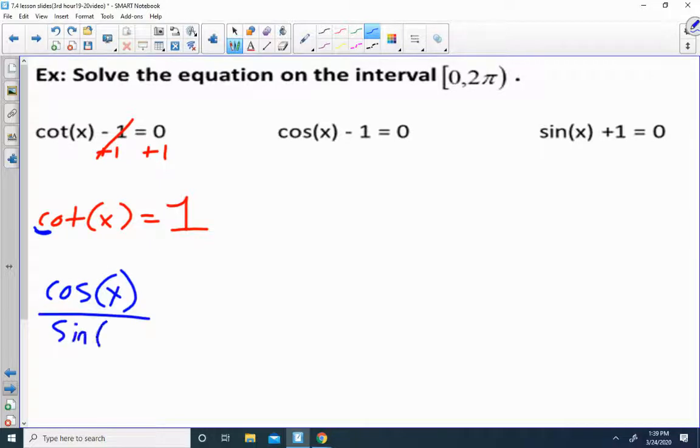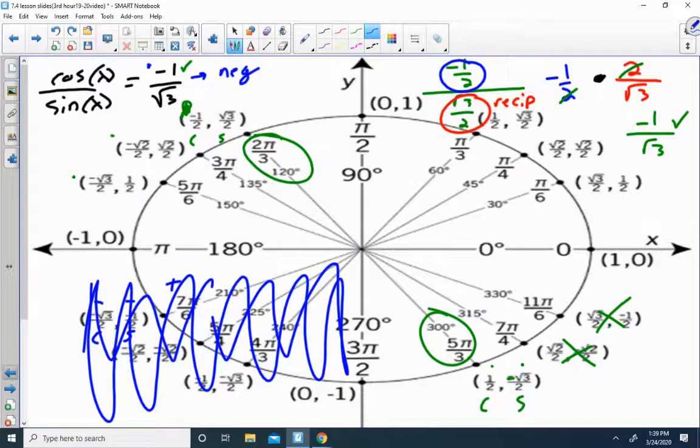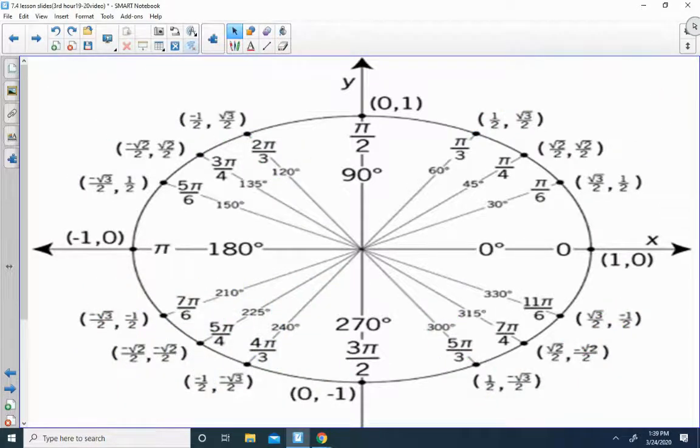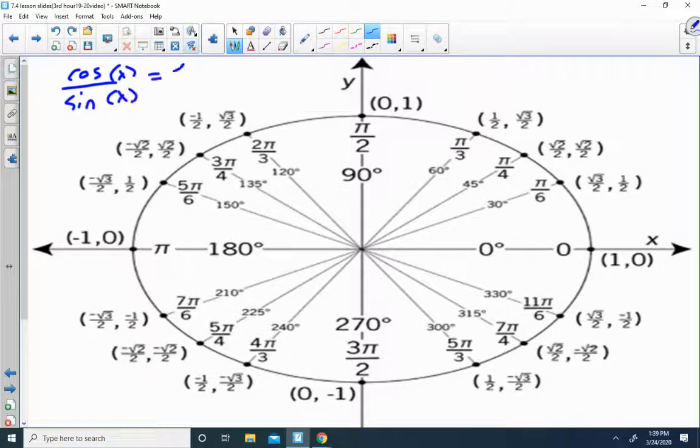So, in other words, we need to figure out if we do cosine divided by sine, when is it going to equal 1? And if you go back to the unit circle, I'm going to go ahead and erase all this. So again, we need to find out, when does cosine divided by sine, when is that going to equal a positive 1?